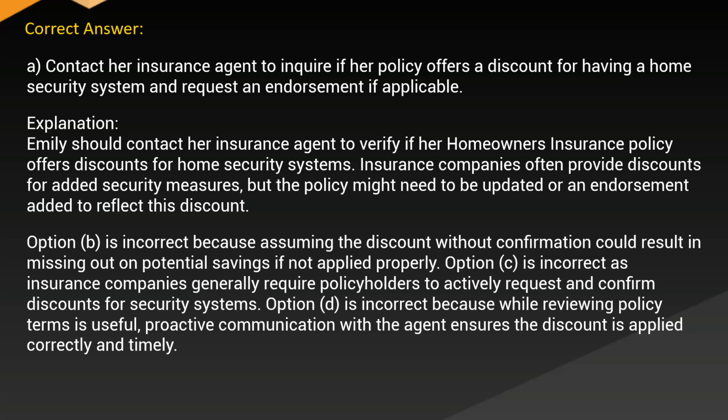Option B is incorrect because assuming the discount without confirmation could result in missing out on potential savings if not applied properly. Option C is incorrect as insurance companies generally require policyholders to actively request and confirm discounts for security systems. Option D is incorrect because while reviewing policy terms is useful, proactive communication with the agent ensures the discount is applied correctly and timely.